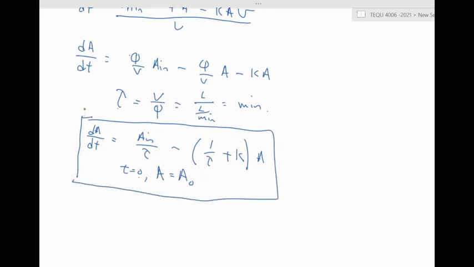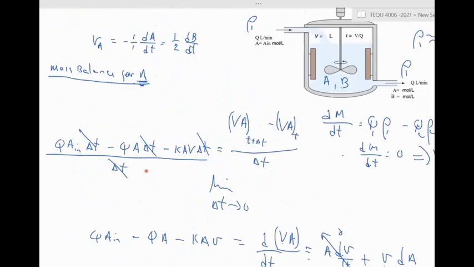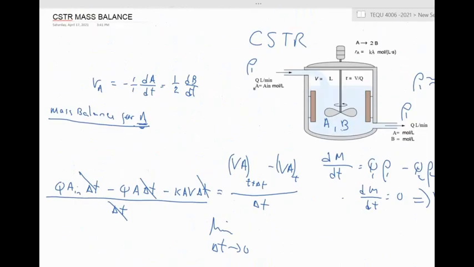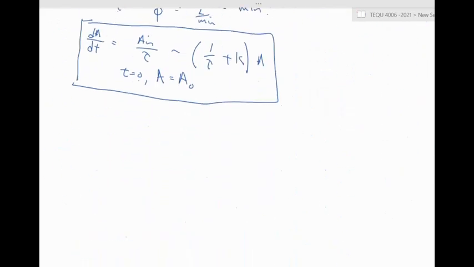How about component B? Again, check the reactor. I don't have B here, so B in is 0. That's all I'm saying. When you do that, let's work that out. Basically, it's the same as I did before. Let's say that I have a flow in Q times B in, but we are saying that is 0. Hold your horses. This is a general expression. Times delta T, minus QB times delta T.